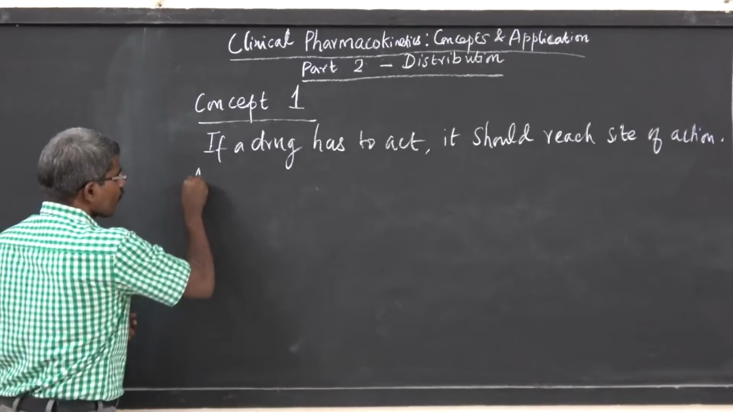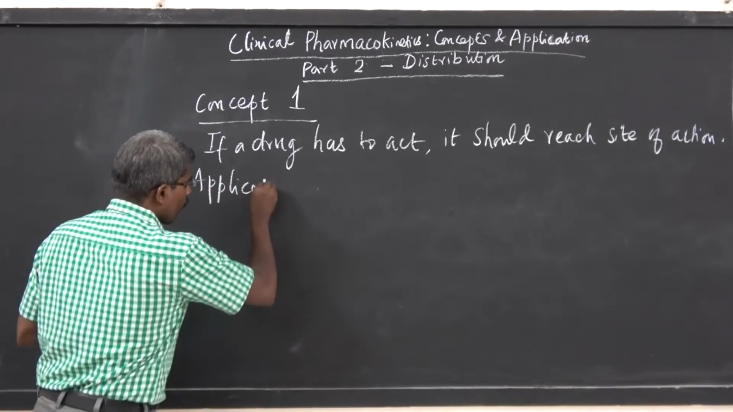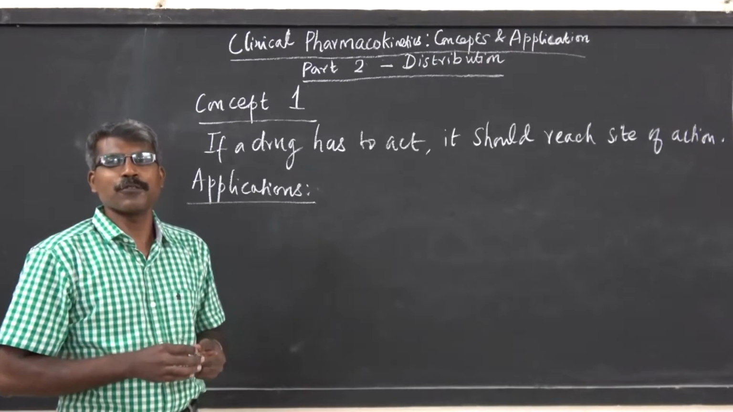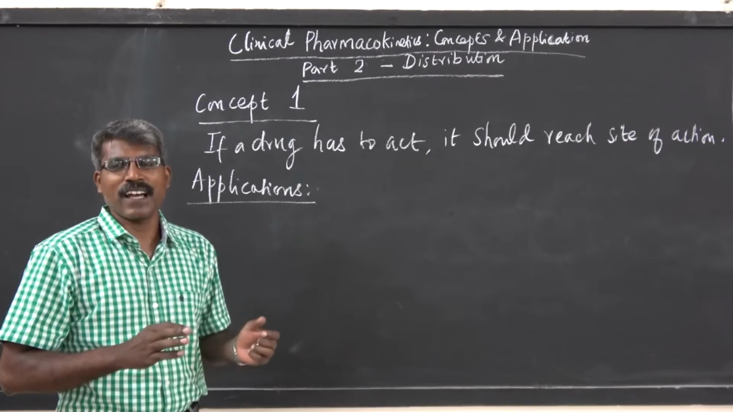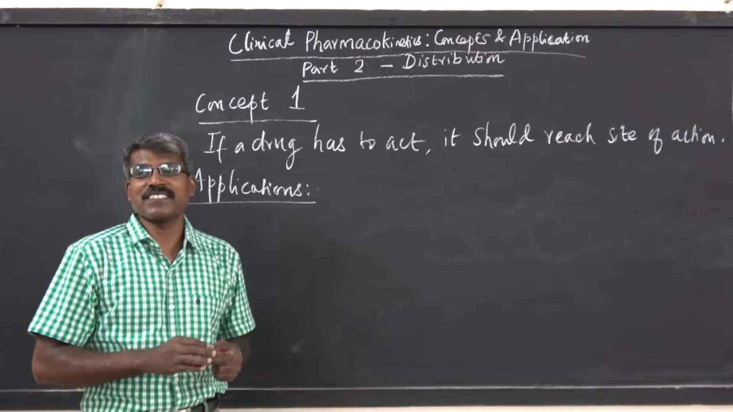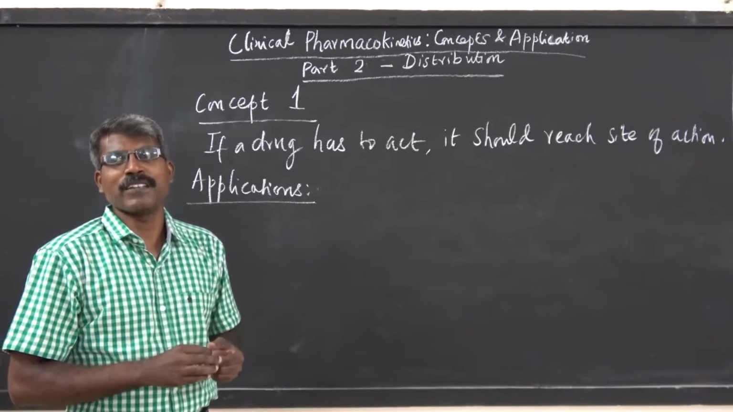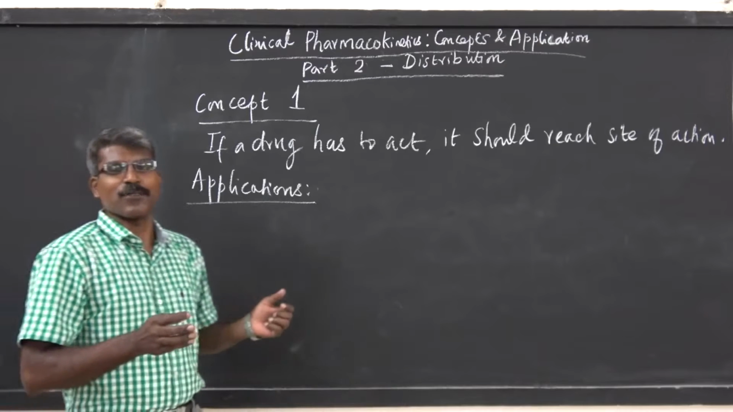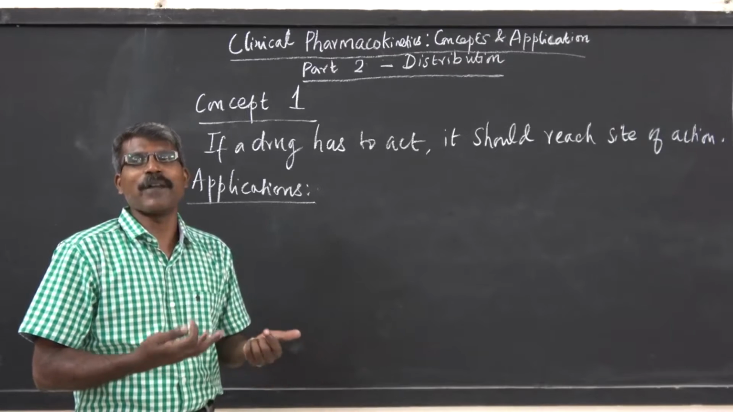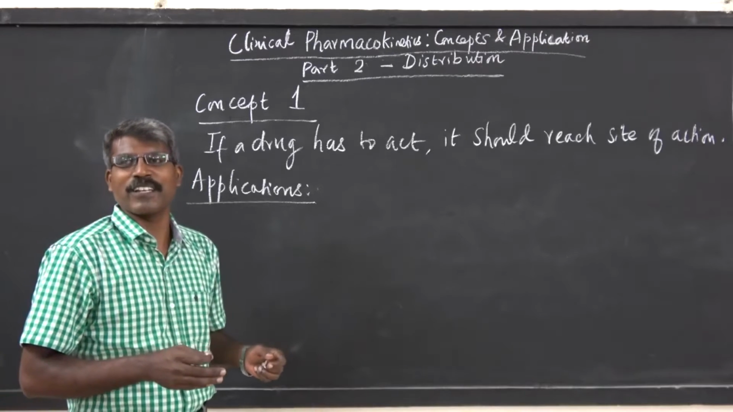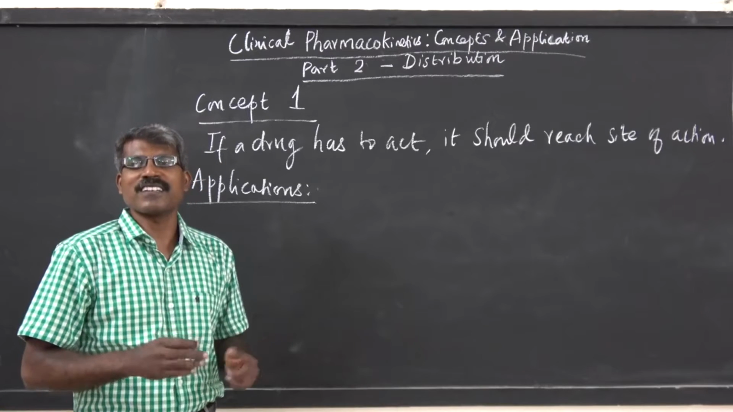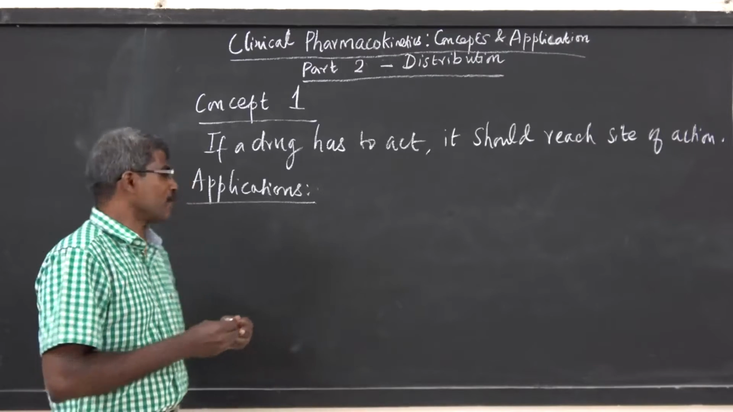Now, let me ask you a very simple question. If we are going to use a drug which has to affect the central nervous system, what do you think should be the essential pharmacokinetic parameter of it? So, yes, it needs to cross the blood-brain barrier and reach the site, isn't it? The brain, isn't it? So, the essential pharmacokinetic parameter of a drug which has to act on the central nervous system is it should cross the blood-brain barrier, right?